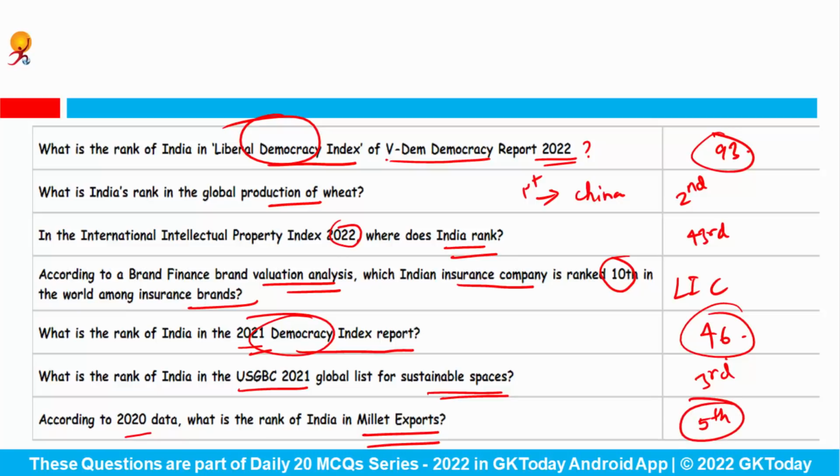Fine. You have to tell me what is India's rank in Henley Passport Index. Do let me know in the comments.